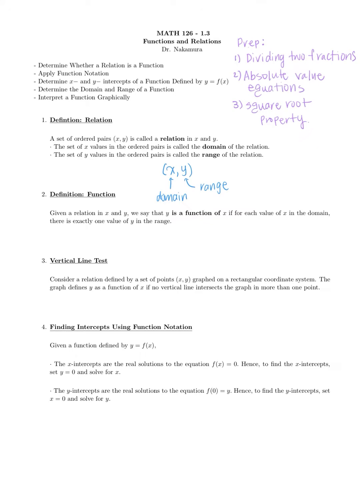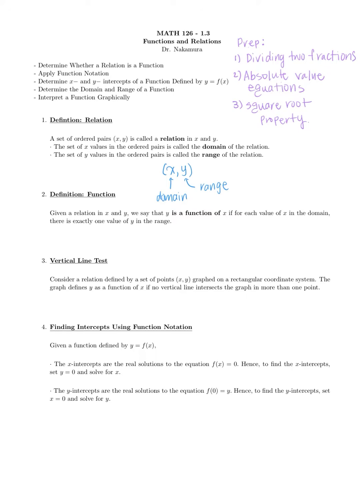Before we start doing some examples, let's read the definition of a function. It says, given a relation in x and y, we say that y is a function of x if for each value of x in the domain, there is exactly one value of y in the range. So in order for us to say y is a function of x, the key point is this. Each x must have exactly one y value. So if x produces two different values, it is no longer a function.